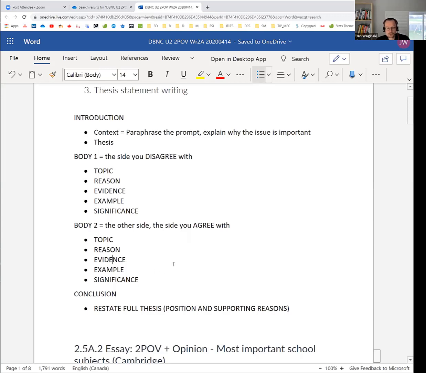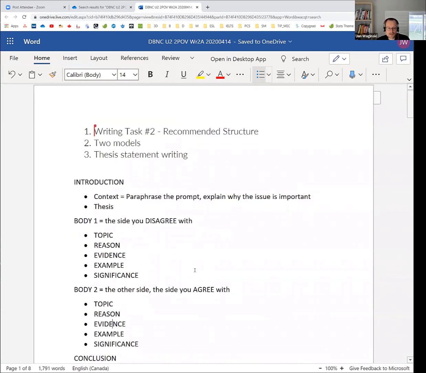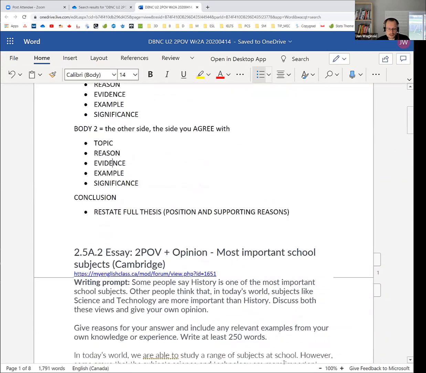Now, there's no rule that says you have to choose one side or the other. You can say they're both appropriate if you want to. Because if you look at the wording, it just says discuss both these views and give your opinion. It doesn't say you have to agree with one of them. It doesn't say which side you agree with. It just says give your opinion. So your opinion could be A is better than B. It could be B is better than A. It could be both are appropriate, both are good. And if you wanted to, you could say, I think neither is a good option.